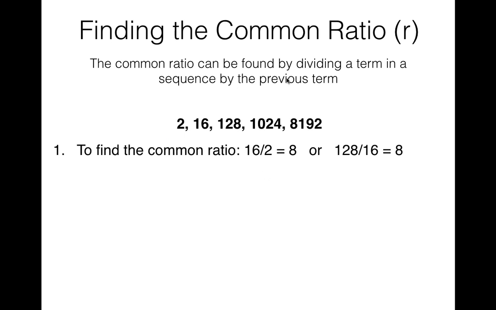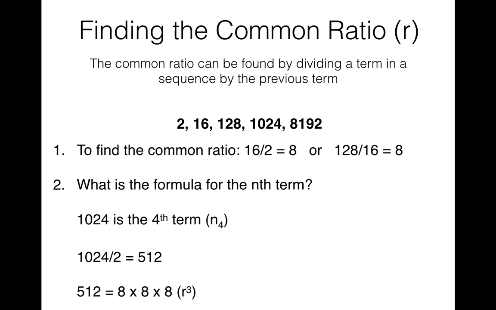So to find the common ratio, it's a little bit different to finding the common difference. Rather than subtracting a value from the following value, you can divide one value by the previous one. So if I divide 16 by 2, I get 8. So my common ratio must be 8. I can check that by dividing 128 by 16, and I should get 8. So if you've been given lots of values, you can actually work out what the common ratio is by dividing. Again, make sure you do it the right way around.